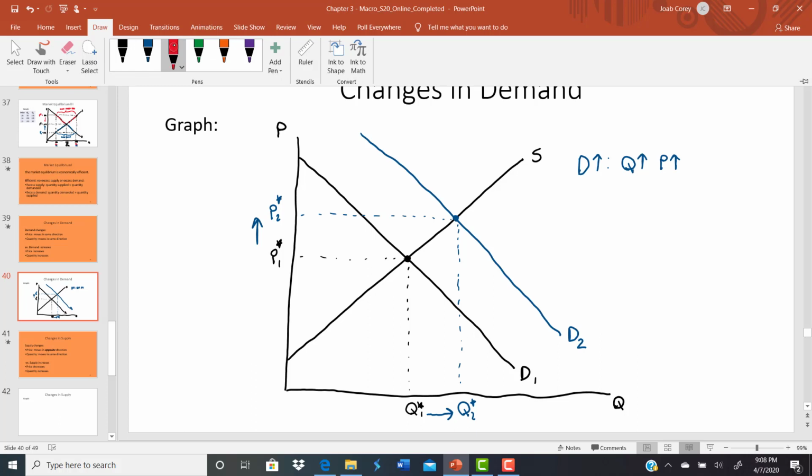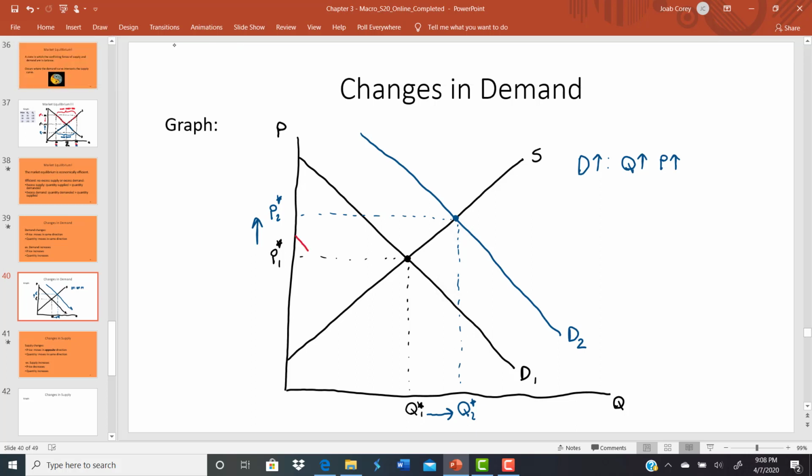So let's go ahead and talk about what happens when demand decreases. Hopefully you remember from our part 1 of chapter 3 lecture video that a decrease in demand is a shift to the left of the demand curve. So it might look something like that. We're going to call this D3. And where that third demand curve intersects that supply curve, that's going to give us a new market equilibrium, which we'll call Q3 star and P3 star.